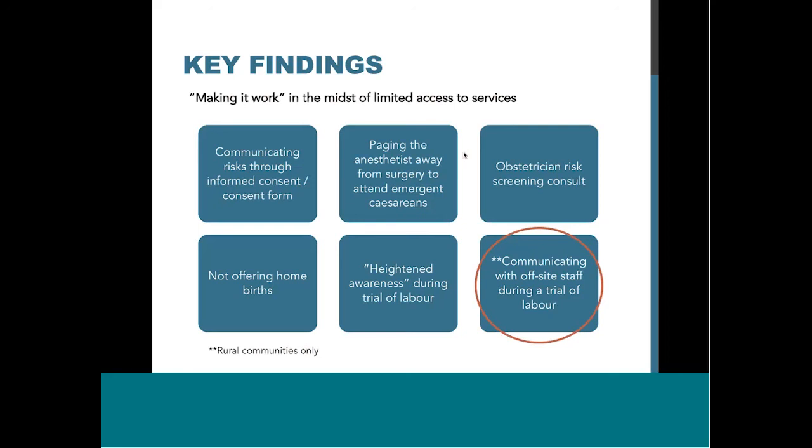In rural communities where they have fewer resources, they actually came up with some creative strategies for making sure women had both options available, including communicating with off-site staff during a trial of labor. In urban settings, they primarily communicated risks through informed consent and consent forms. So there was an emphasis on the risks of mode of delivery and the risks of vaginal birth, creating a lot of imbalance in the information exchange and imbalance in presenting the options available.